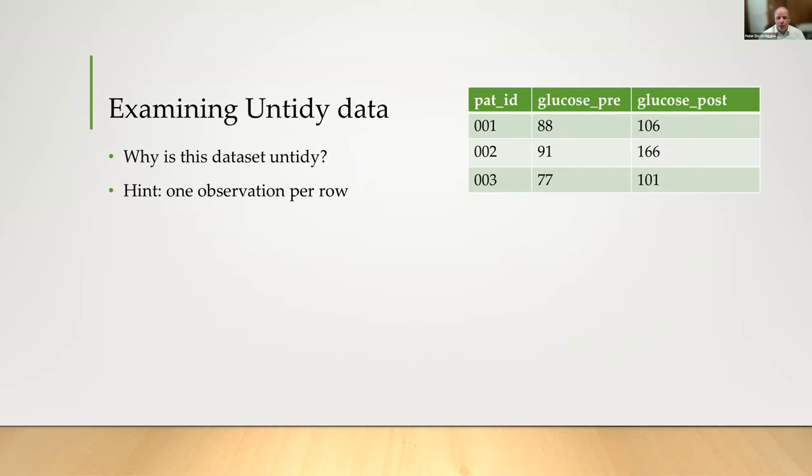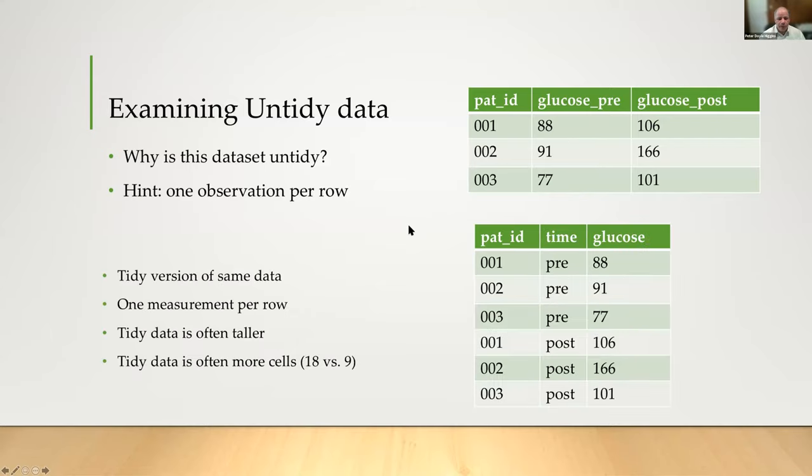So here's another example of untidy data. So why is this data set untidy? And the hint here is you're going for one observation per row. So exactly, there are two different visits, two distinct observations going on, the pre-visit and the post-visit. So a tidy version of the same data has a time or a visit column that's the pre and the post. It's notable that now we have one measurement per row. Tidy data is often taller, and tidy data is often more cells, in this case, 18 versus 9.